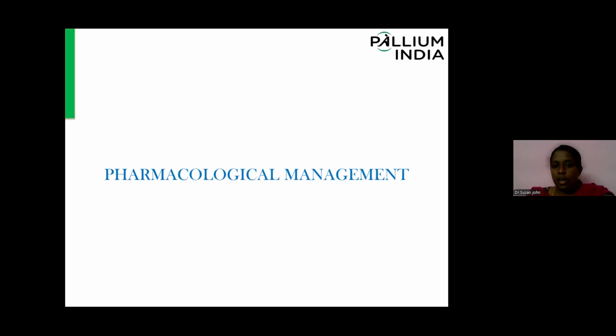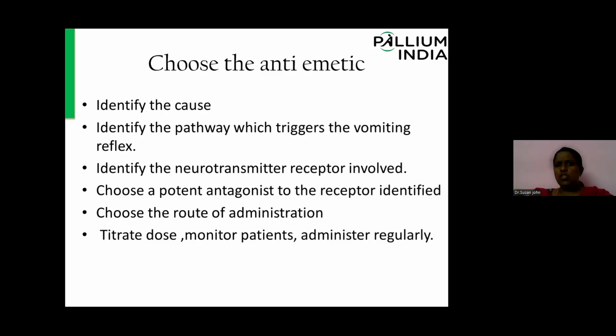So next we are coming to the pure pharmacological part of nausea and vomiting management. Here, usually we are giving antiemetics. Before that, you have to identify what is the cause of vomiting in each person. That is very important. And identify the pathway which triggers the vomiting reflex. In our coming slides, we will discuss in detail what the different trigger zones are and what the different pathways for activating the vomiting centers are.